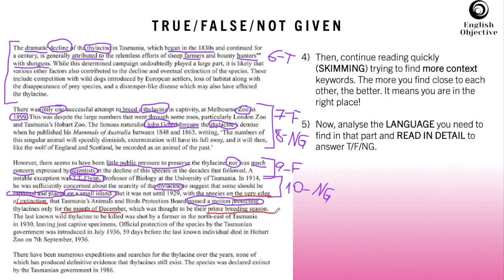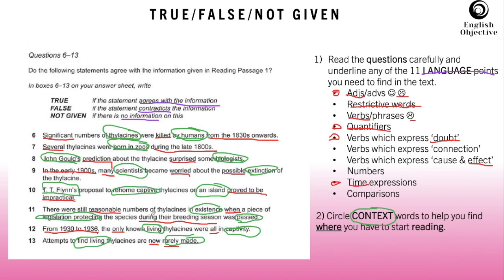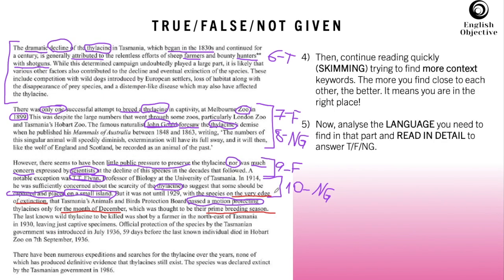So I do have one language point, during the breeding season, December, but I have the opposite of the other language point. Instead of a lot of numbers, I just have the limit of extinction, so very few numbers. And that's why 11 is false, because it's giving me the opposite of my language point, the one that I need to find about quantities.